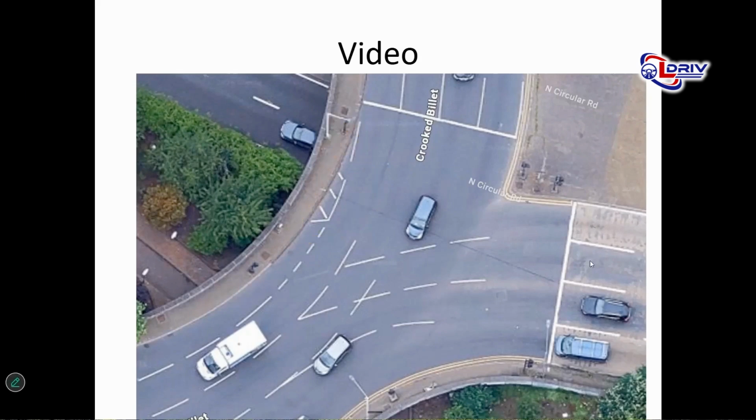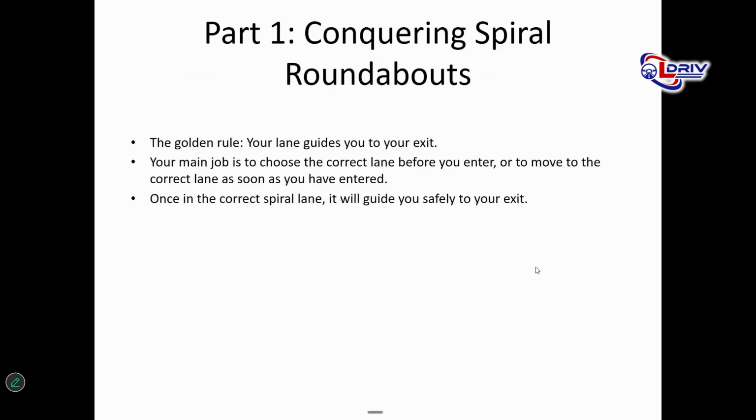Okay, next slide, please. Okay, now the spiral roundabouts, to make sure you get it right, the golden rule is your lane guides you to your exit. Okay, your lane guides you to your exit. Your main job is to choose the correct lane before you enter, or to move to the correct lane as soon as you have entered. And we are going to look at how you do that and why that is a second option. Once in the correct spiral lane, that will guide you all the way through to your next exit.